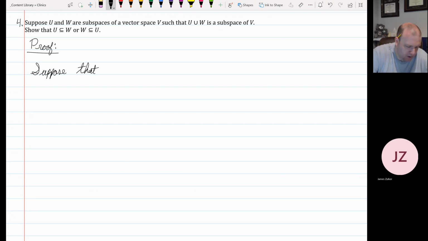So what we're going to do is first suppose that U is not a subset of W and W is not a subset of U. But wait, that's assuming the opposite of what we want to prove. Exactly. What we're going to do is show that this assumption leads to a contradiction. Right? Since the assumption that the conclusion is incorrect leads to a contradiction, it must mean that the conclusion is correct.